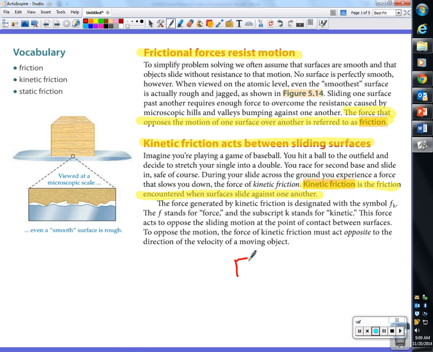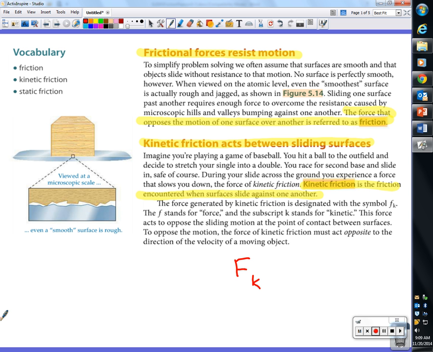And your book chooses to represent that with F sub K, right? F for the force, K representing the kinetic friction. Okay. Good there. The picture over on the left-hand side kind of shows us where friction comes from.